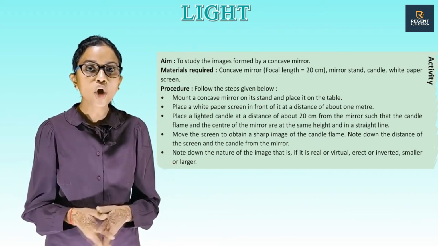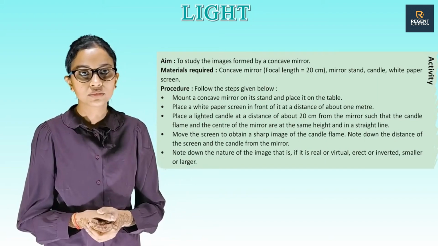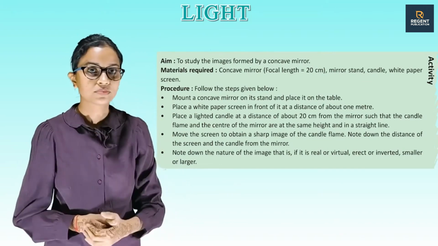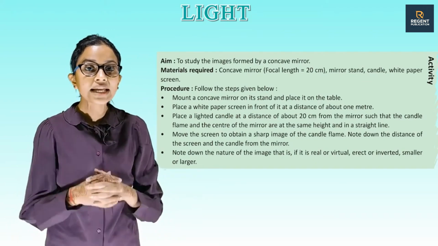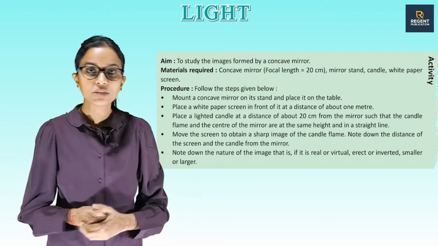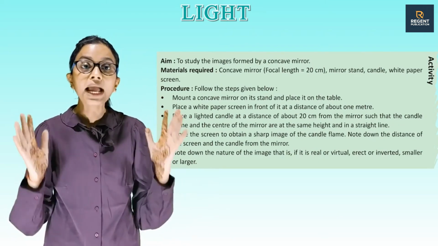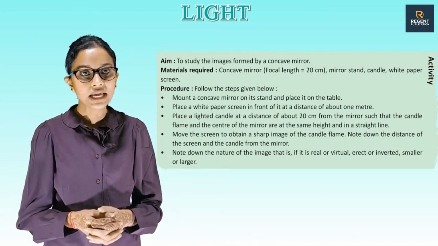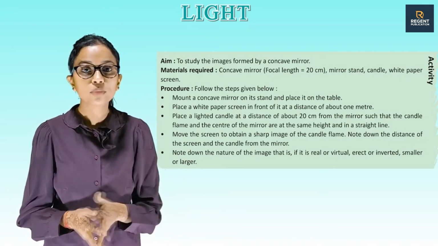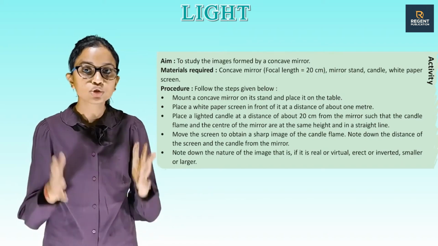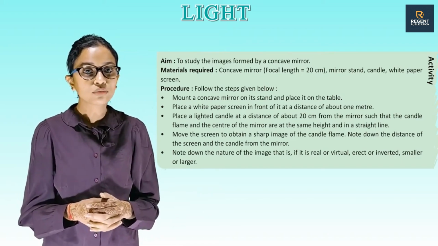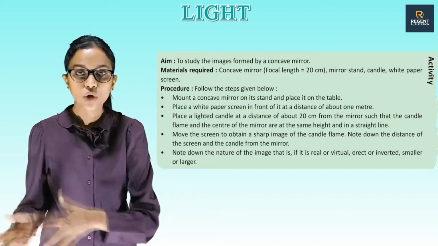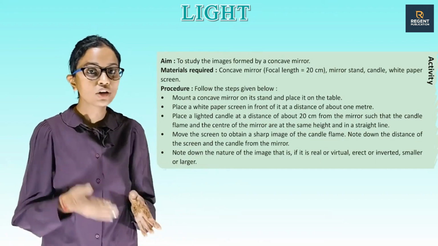Mount a concave mirror on its stand and place it on the table. Place a white paper screen in front of it at a distance of about 1 meter. Place a lighted candle at a distance of about 20 cm from the mirror, such that the candle flame and the center of the mirror are at the same height and in a straight line. Move the screen to obtain a sharp image of the candle flame. Note down the distance of the screen and the candle from the mirror. Note down the nature of the image, that is, if it is real or virtual, erect or inverted, smaller or larger.